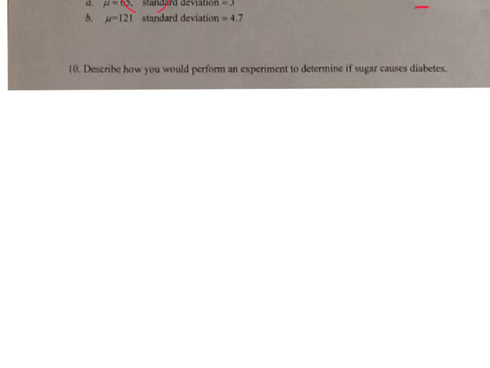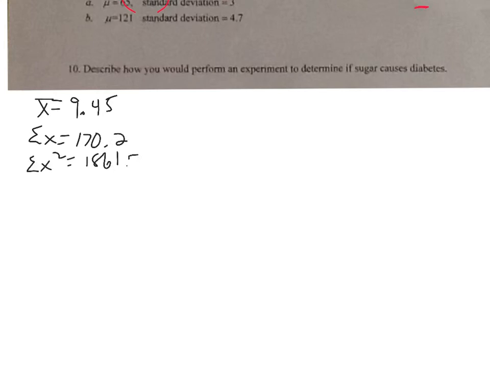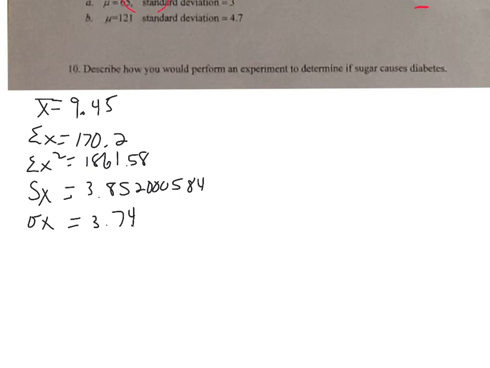So remember you have to write down your calculator screen. We have x bar is 9.45. We have the sum of the x's is 170.2. The sum of the x's squared is 1861.58. The sample standard deviation is 3.8520000584. Standard deviation, which is also your population standard deviation, is 3.7434711684. N is 18. That's how many pieces of data you plugged in.